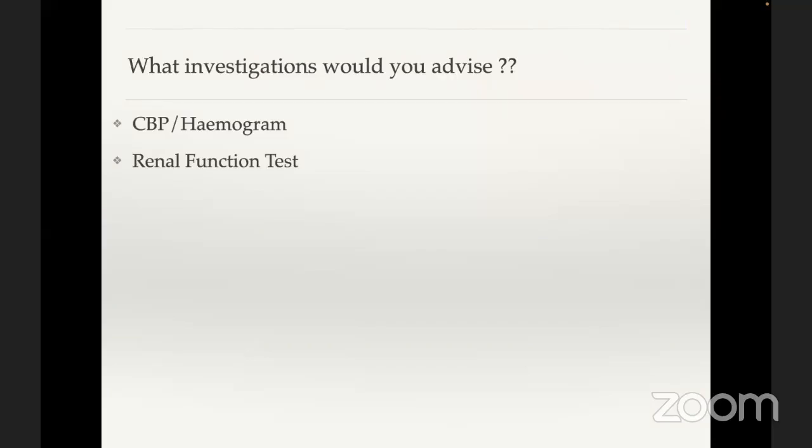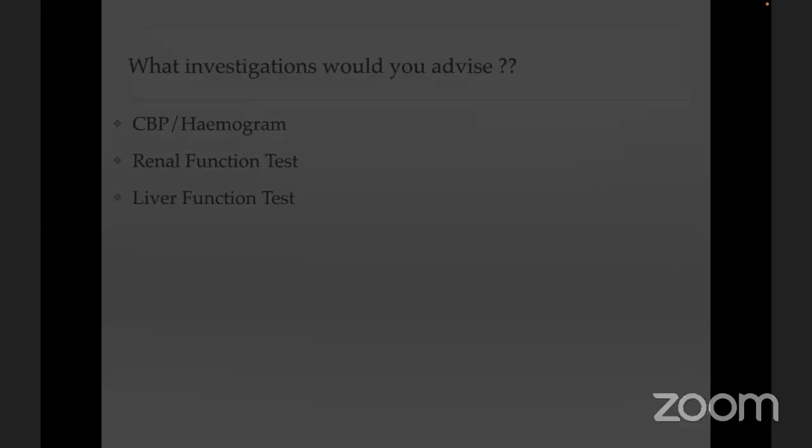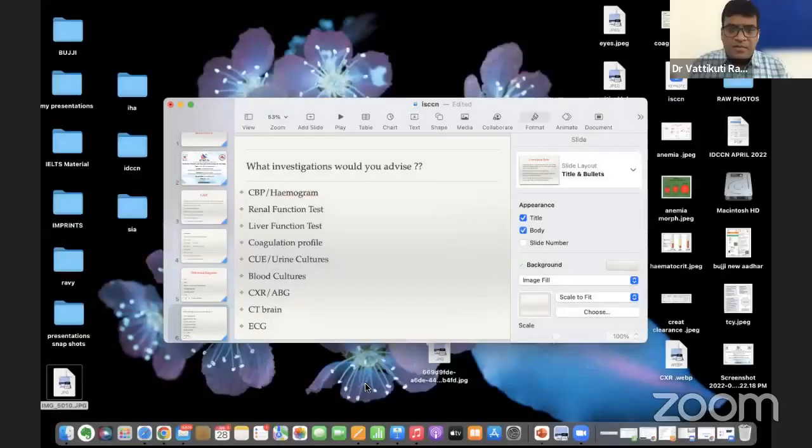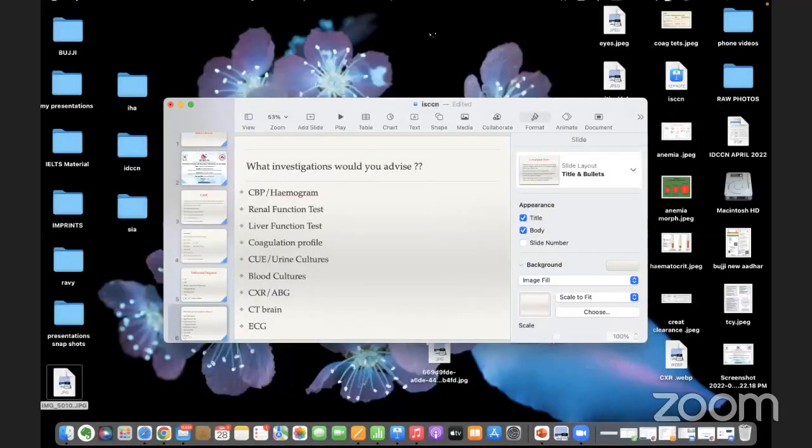Yes, people have actually advised routine investigations, but routine investigations is a very routine word, so let's be elaborate and go by a system-wise approach. Somebody has advised a chest X-ray, somebody has advised an ABG, somebody has advised an HRCT, somebody has advised a renal profile. So I think most of them have covered completely. What are the other things?